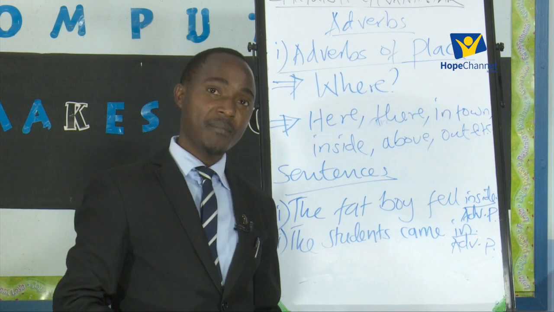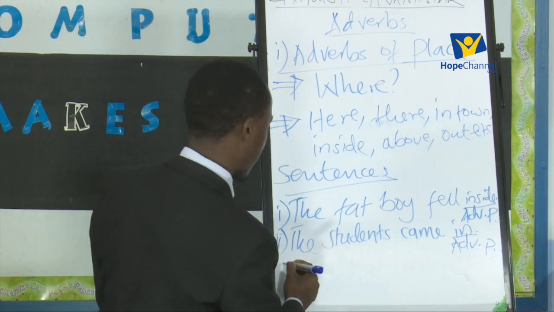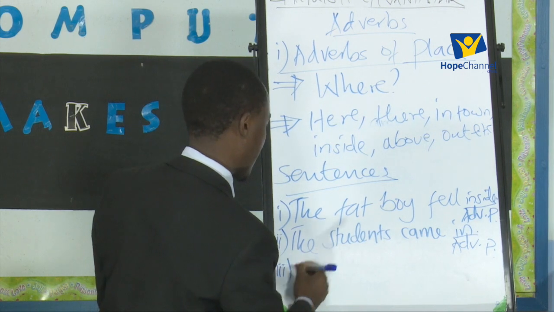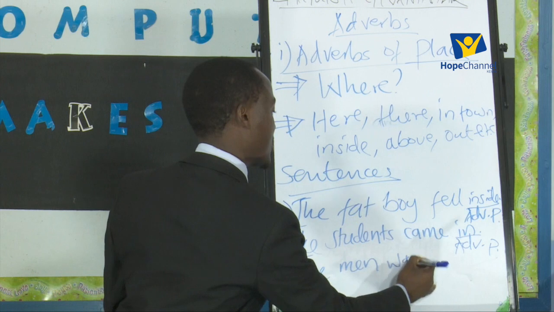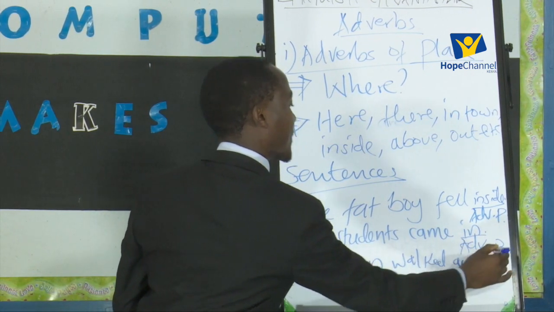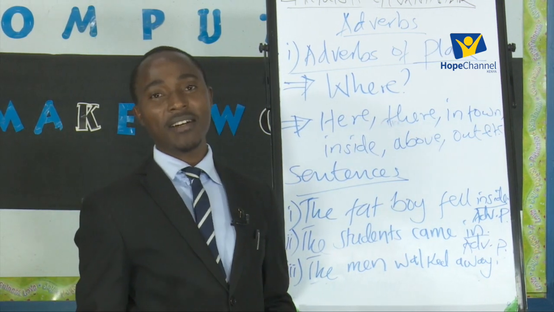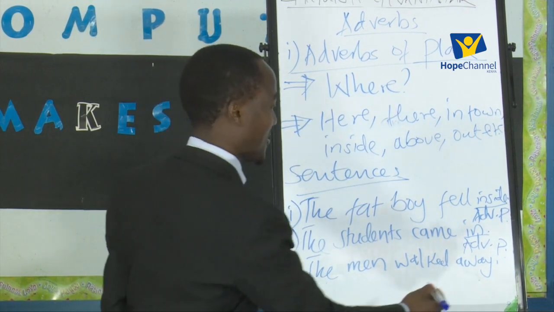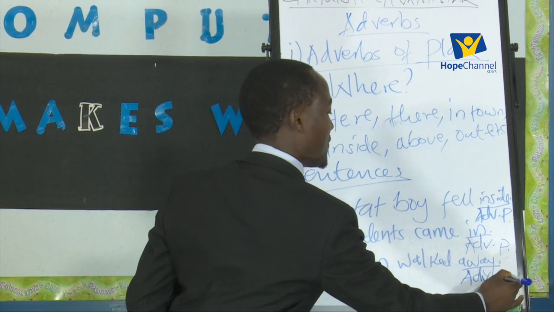Another example of an adverb of place used in a sentence, you can say, the man walked away. So the question is, where did the man walk? And you answer, away. So away is our adverb of place.